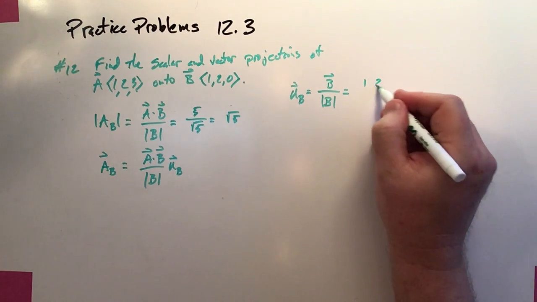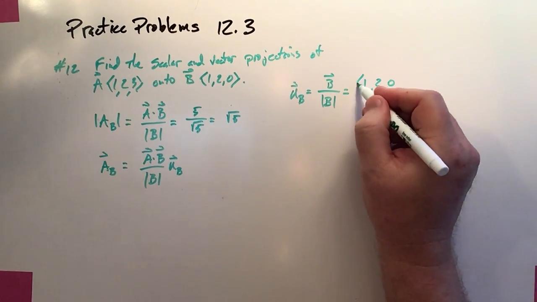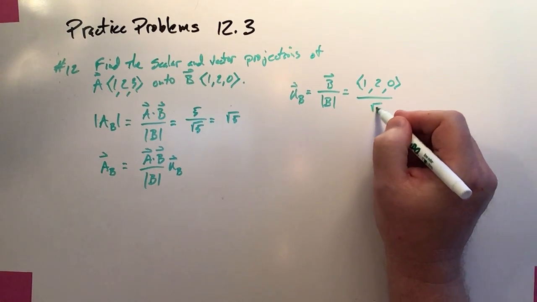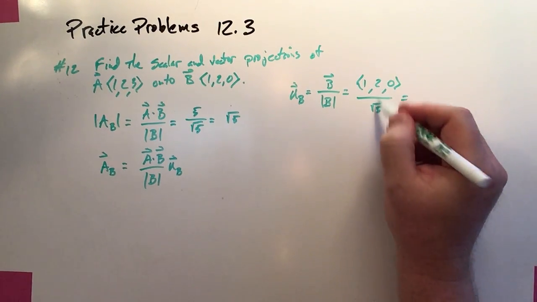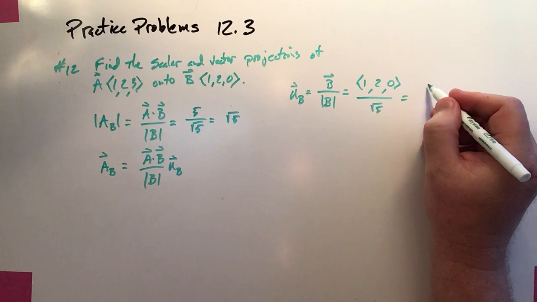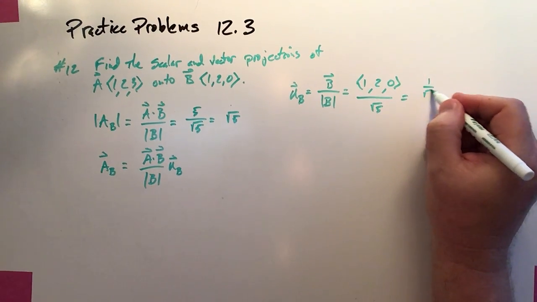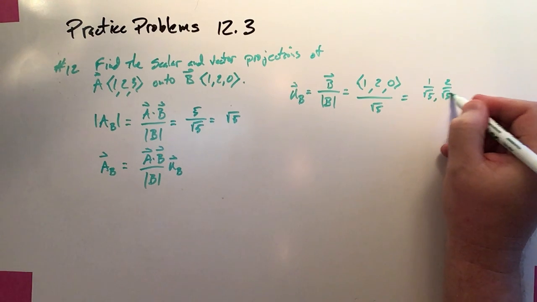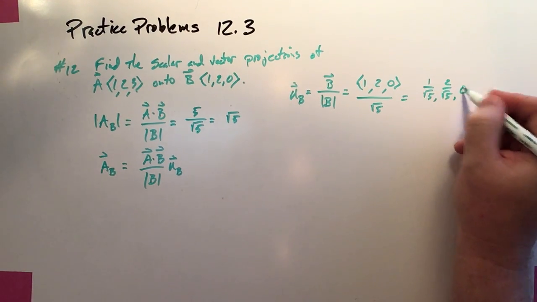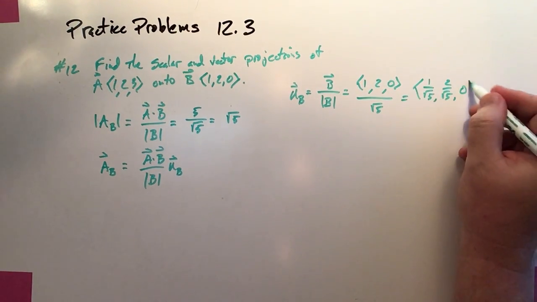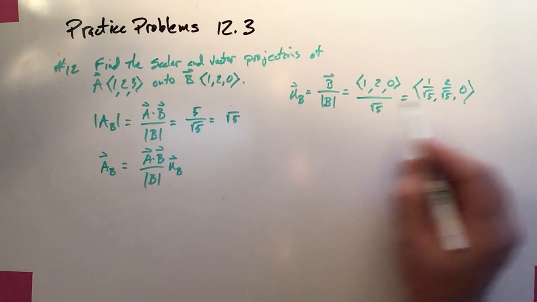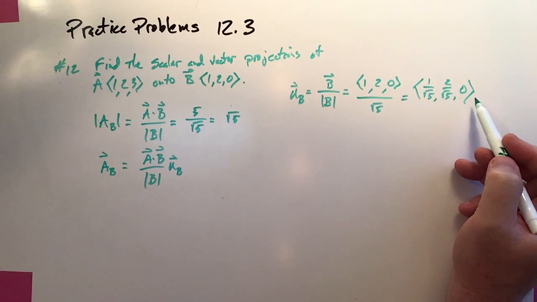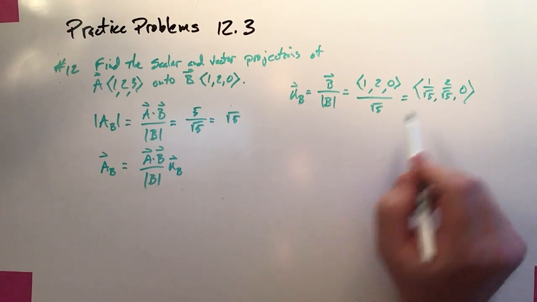B is 1, 2, 0, and we're going to divide that by the square root of 5. So every component will simply be divided by radical 5. That means the x component is 1 over radical 5, the y component is 2 over radical 5, and the z component is still 0. So this is the unit vector in B's direction. It has a magnitude of 1. You can check it with the Pythagorean theorem, but it points in B's direction.